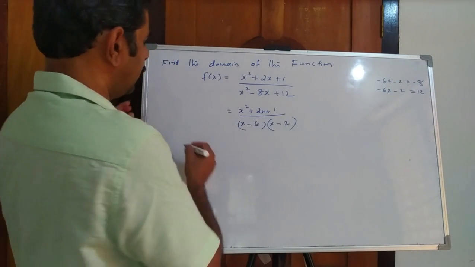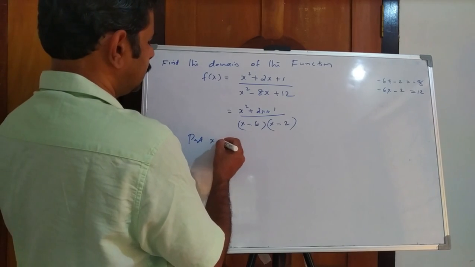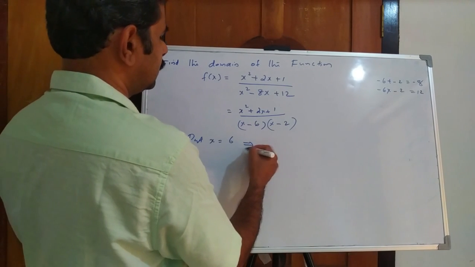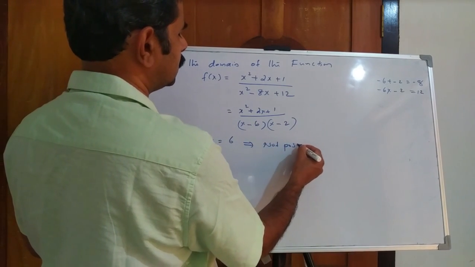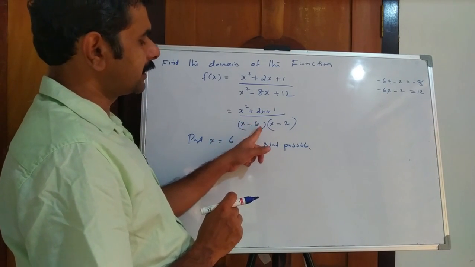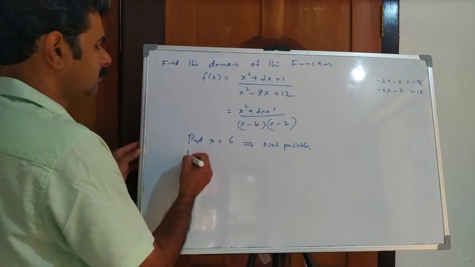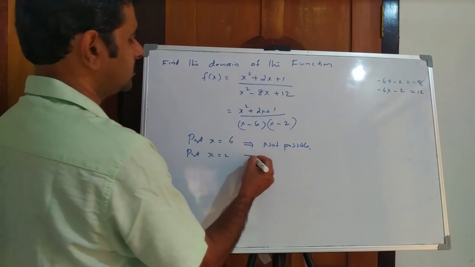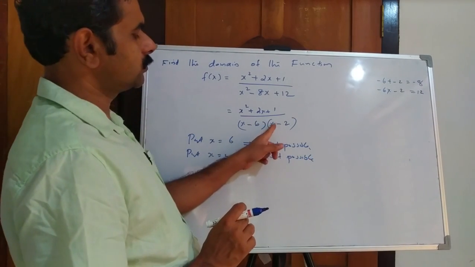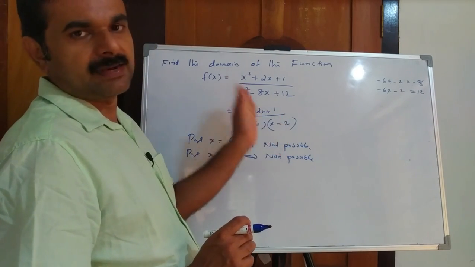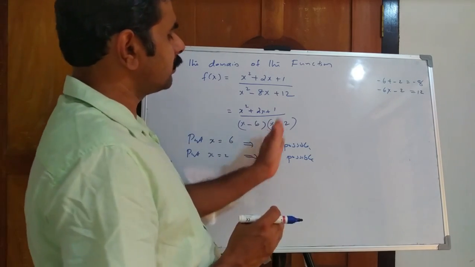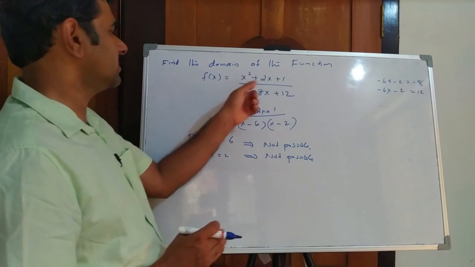Then what happens when x is equal to 6? x equal to 6 is not possible, because 6 minus 6 is 0. Since the denominator is 0, the value is not possible. Putting x equal to 2 is again not possible, since 2 minus 2 is 0 and the denominator would become 0. So 6 and 2 are impossible values to be substituted in f of x.